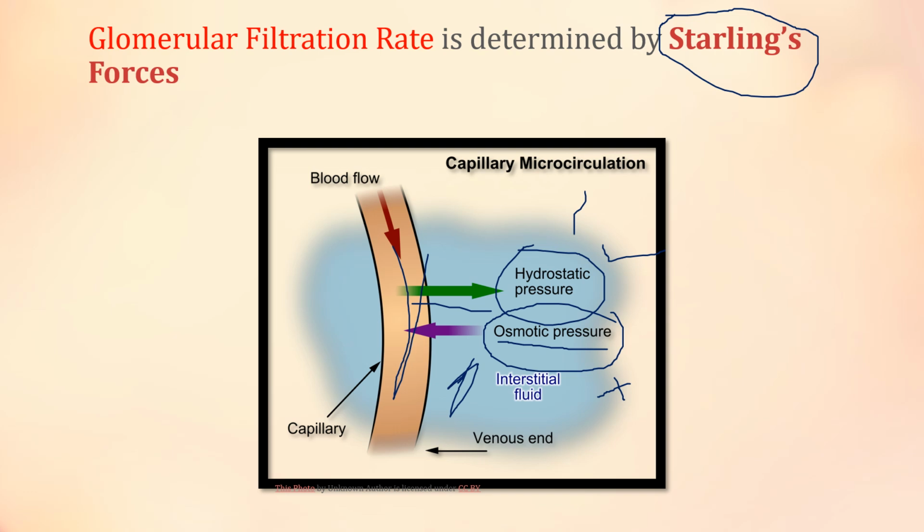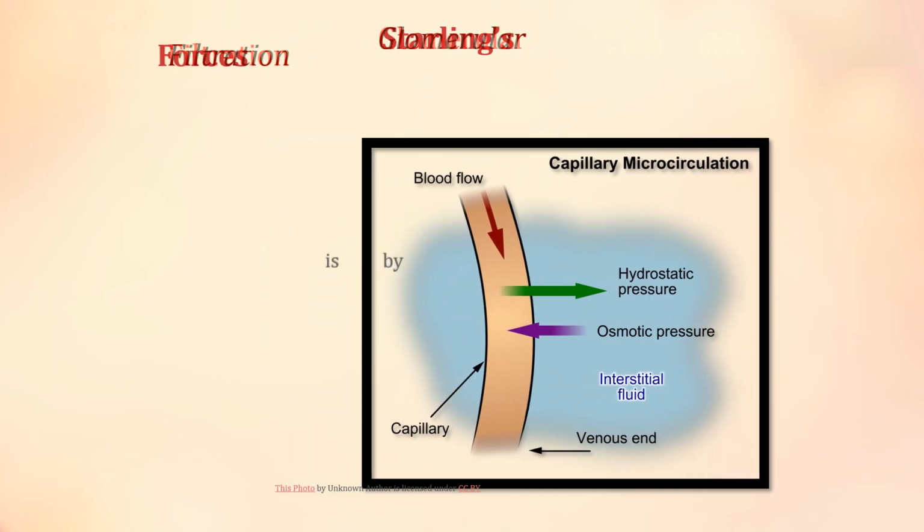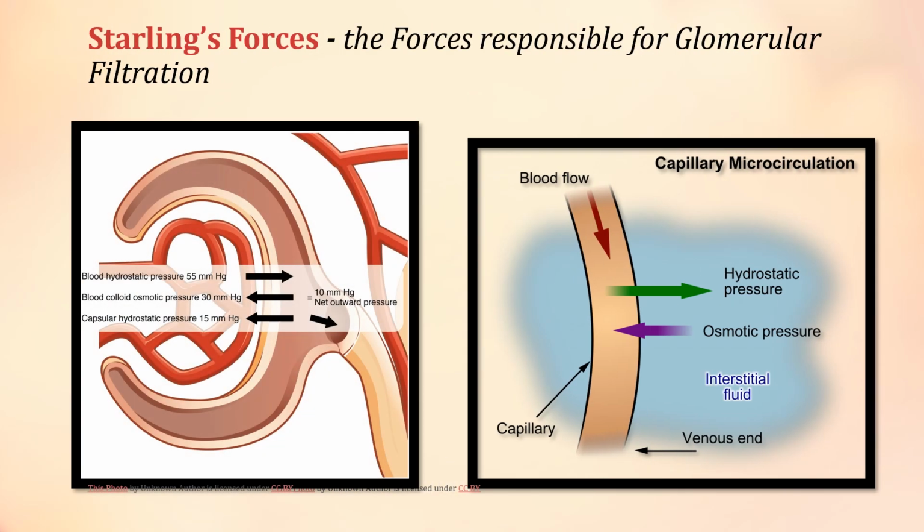Now these Starling forces correspond to the glomerular capillaries. You can see there is the glomerular capillary hydrostatic pressure, which promotes filtration. There is a glomerular capillary colloid osmotic pressure, which opposes filtration, and there is the Bowman's capsule hydrostatic pressure, which opposes filtration. The main one is the glomerular capillary hydrostatic pressure, this one.